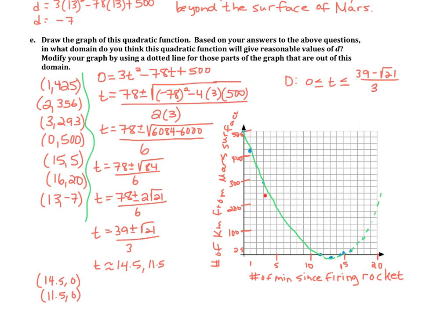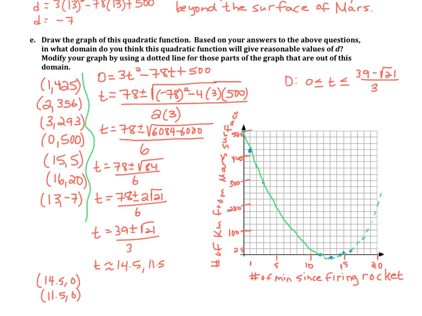So don't just have this part of the parabola being shown. Have the whole thing shown, but make the part that's reasonable in this domain solid or connected, so to speak, and then have the rest of it be represented by the dashed part of the parabola that you see right here.